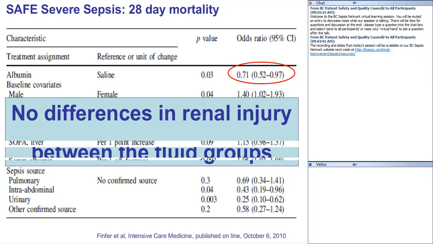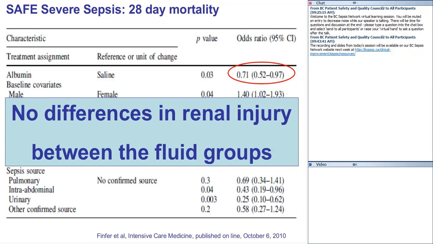The good thing also, though, in this subgroup analysis is that there were no detectable differences in renal injury between the two fluid groups. So at the very worst, it doesn't appear to be harmful, and at the very best, it actually may be helpful for resuscitation of our patients. That's also about 50 times more expensive, bolus for bolus, with regard to crystalloid.